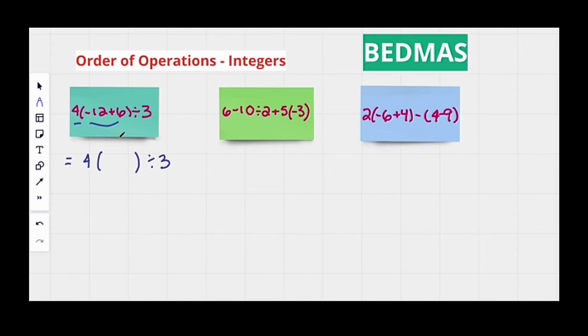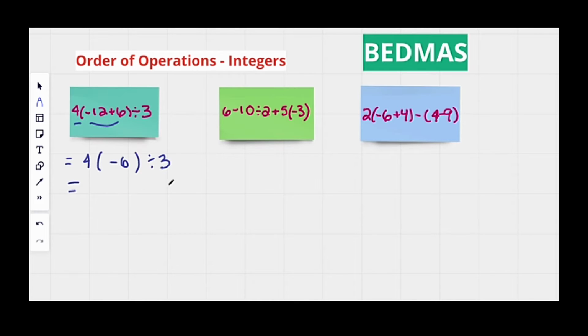So negative 12 plus 6. Negative 12 plus 6 is negative 6. Now, if you're following the video on how to add or subtract integers, you would know that you would be subtracting the 6 from the greater number. So the greater number is a 12. So 12 minus 6 is 6. And you keep the sign of the greater number. And in this case, the greater number is a negative 12. So it's a negative 6. Okay, we continue with our next step.